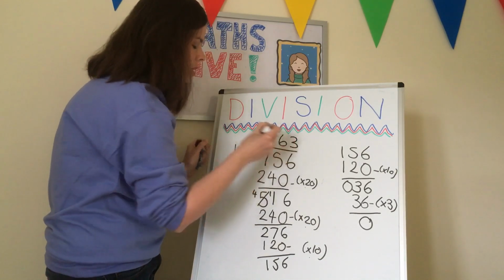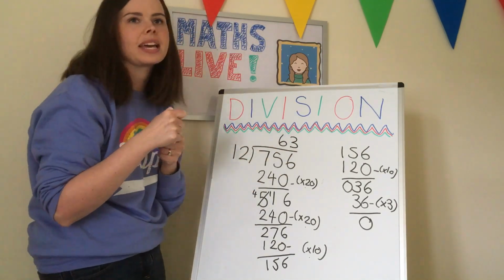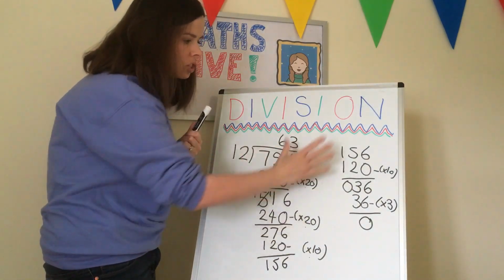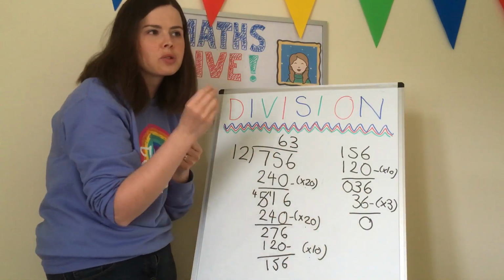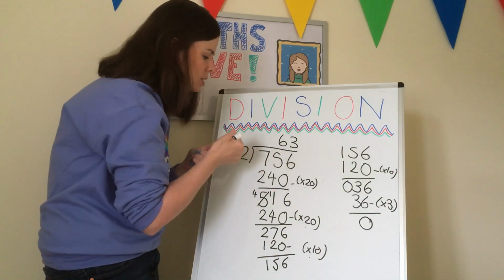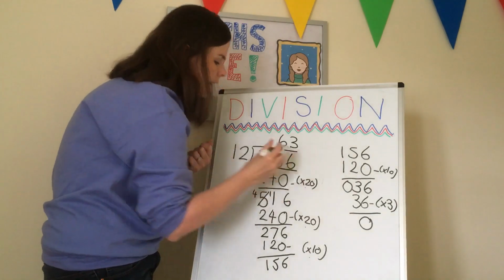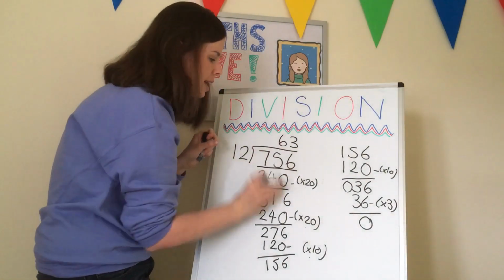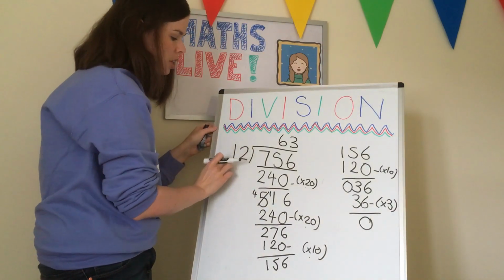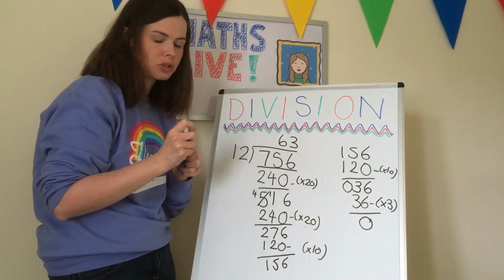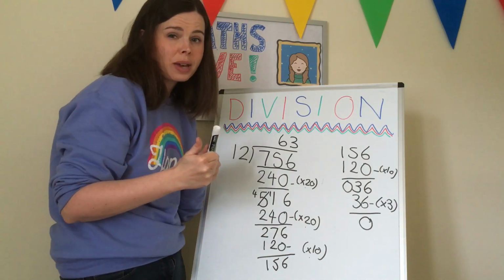63. So I think it's that mental part of thinking, it looks really confusing, but if you just remember that you're grouping this number, and you're taking away those groups of 12, you're splitting it into groups of 12 and using this method of making bigger groups of 12 before you start, it should be okay.